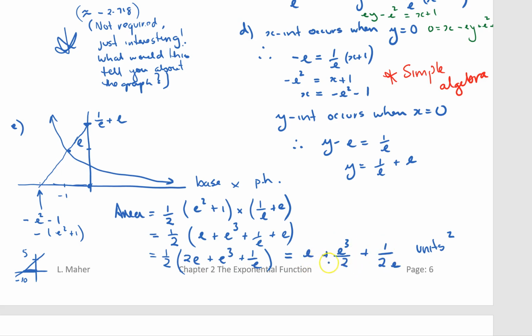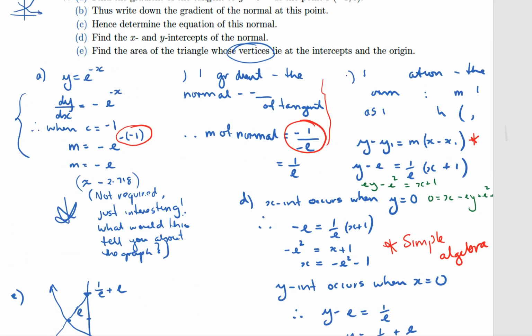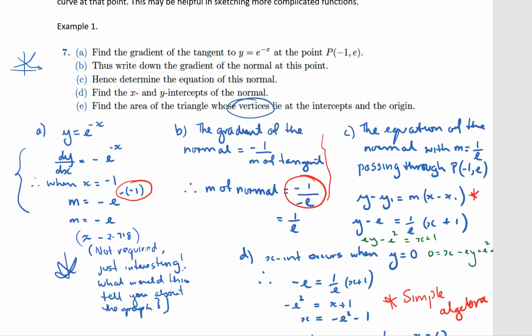And the answer, you might see this answer written as e plus e cubed on 2, and then I've seen it written e to the minus 1 on 2. It is actually question 7 in exercise 2D from your textbook.